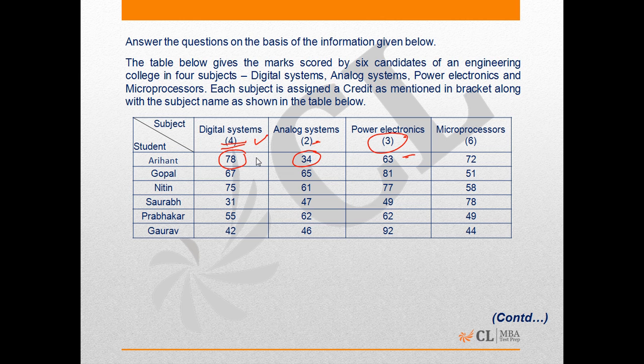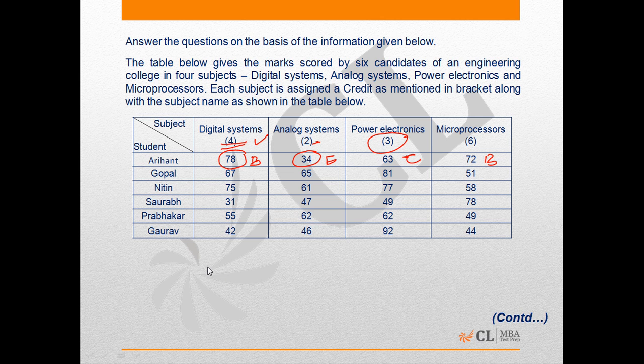78 gives a grade of B. So let's calculate the CGPA of Arihant. So let's find grade for him in different subjects. In analog system, his marks is 34, which means his grade has to be E. In power electronics, his grade will be C, and in microprocessor it will be B.